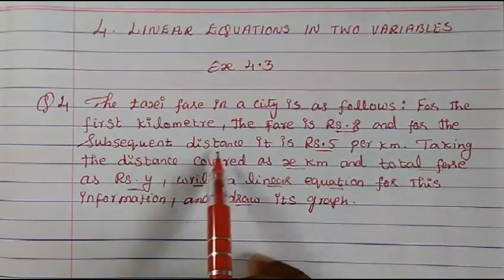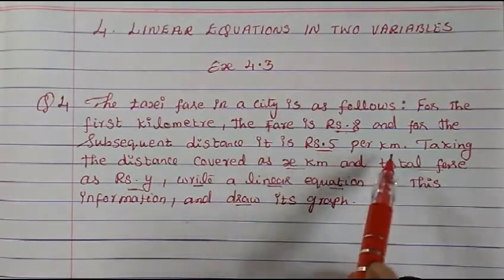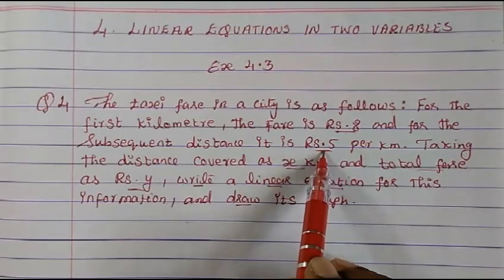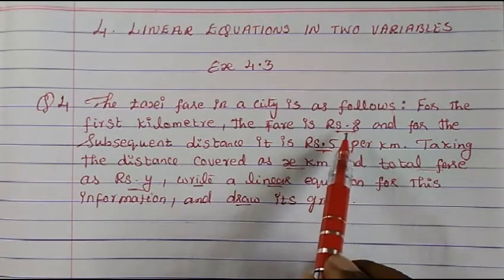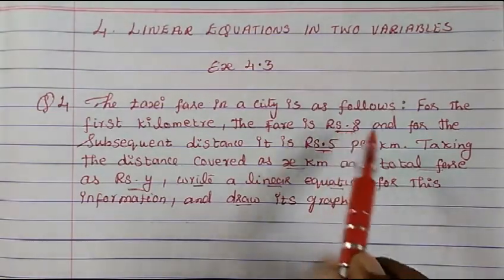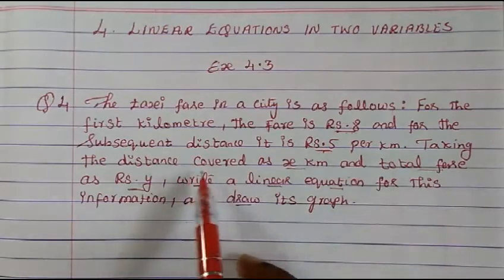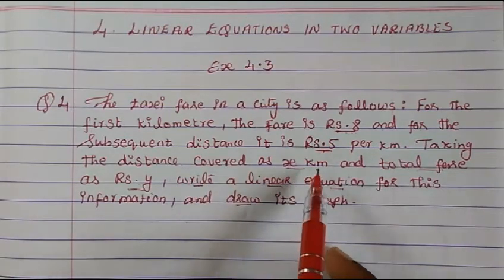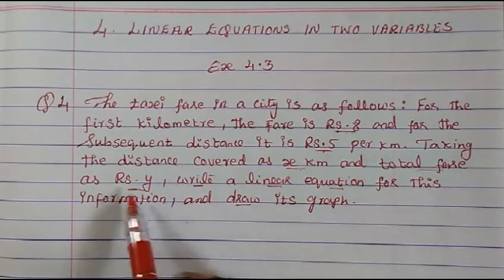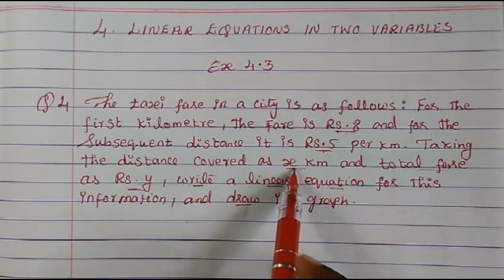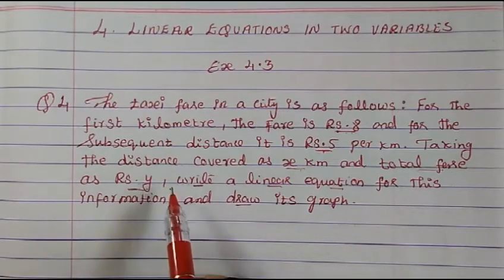And for the subsequent distance, meaning afterwards however far you go, per kilometer 5 rupees will increase. So for the first kilometer you have to pay 8 rupees, even if you get down beforehand, and afterwards per kilometer 5 rupees will be increasing. So taking the distance covered as x kilometer, the total distance is x kilometer, and the total fare that we are going to pay for this total distance is rupees y. So this is the information given to us.